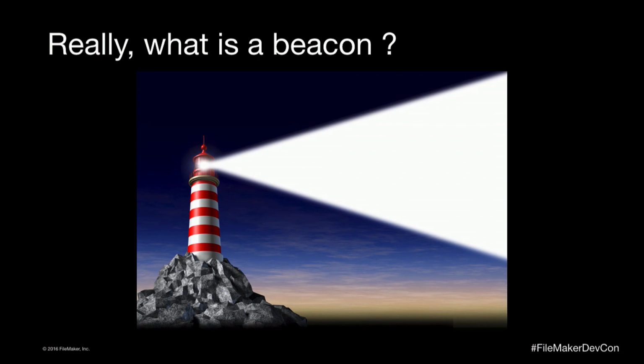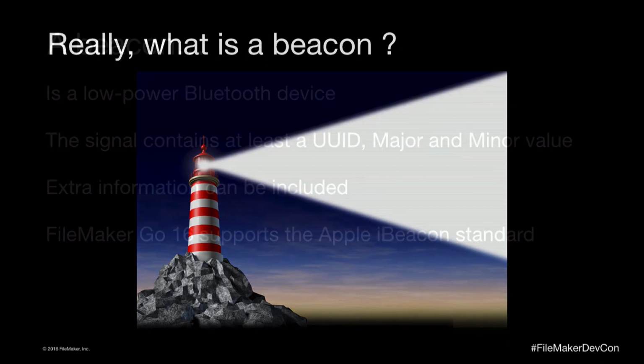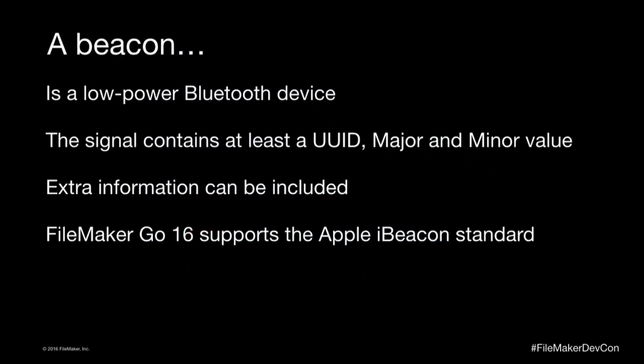The concept is also used for airports, for example. There are airport beacons that send out a signal in a specific frequency so that the airplanes can be guided to the runway. And an iBeacon is basically the same. It's a low power Bluetooth device that sends out a radio signal every 100 milliseconds or whatever you set it to. And that signal contains at least a UUID, a major and a minor value.